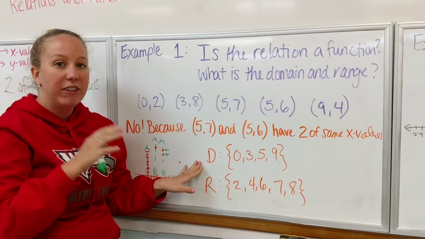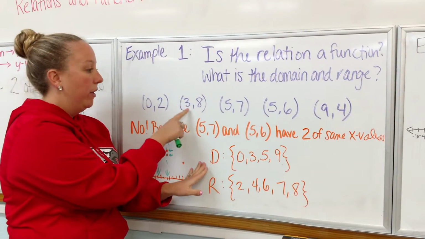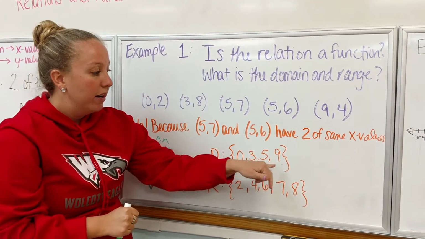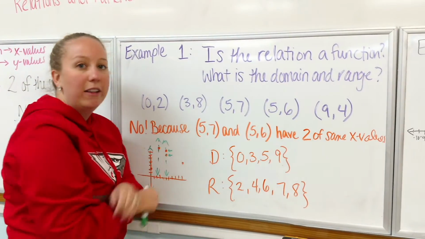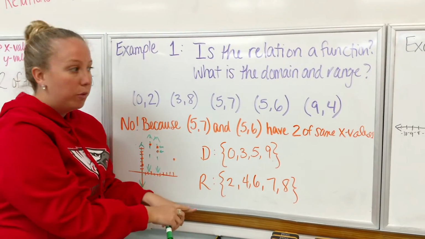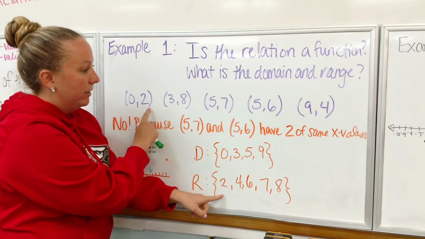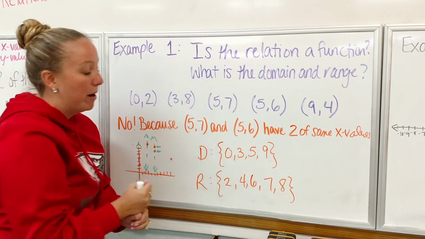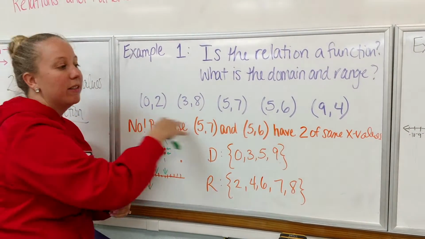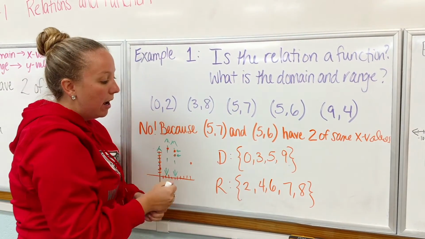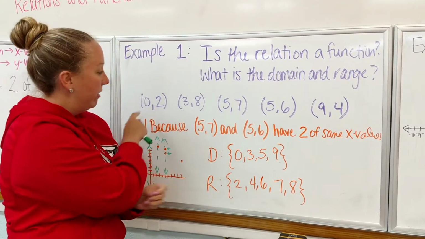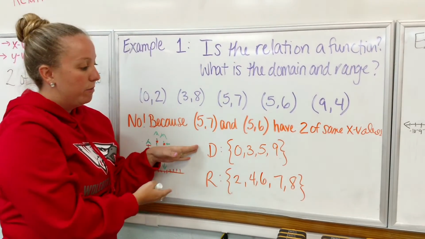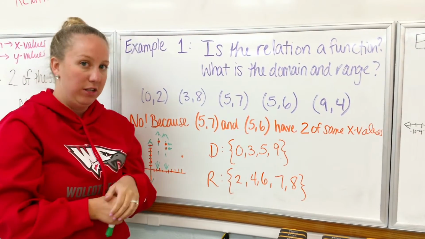The domain is every single x value, so 0, 3, 5, and 9. You'll notice there's only 4 x values because I only have 4 x values without repeating any. And your range is all the y values. So 2, 4, 6, 7, and 8. They're written in numerical order under range, whereas they're not in numerical order up here. These are just your ordered pairs. And the range has 5 numbers because you have 5 ordered pairs. So another way to tell that this isn't a function is that your domain has one less value than your range does. They don't match up.